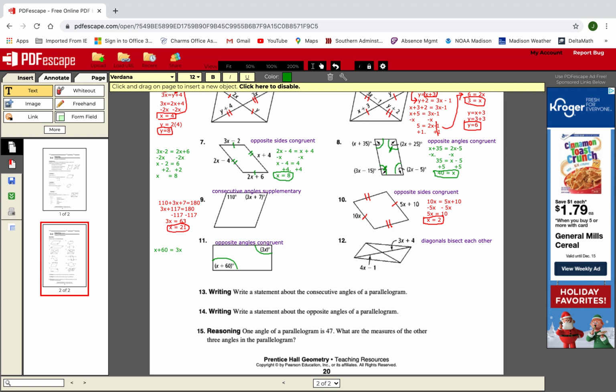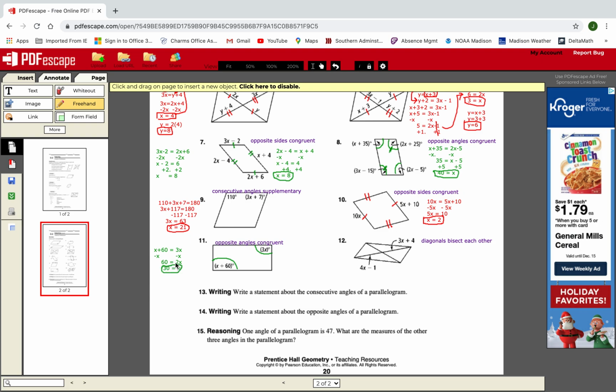So solving this for x, my first step then is to subtract x from both sides. And on the left, x minus x goes away or cancels out. I'm left with 60. And on the right side, I have 3x minus x, which is 2x. My last step then will be to divide both sides by 2. 60 divided by 2, of course, is 30. Equals x. And that one's done. See, those are pretty quick. Not too bad, as long as you know your concepts.